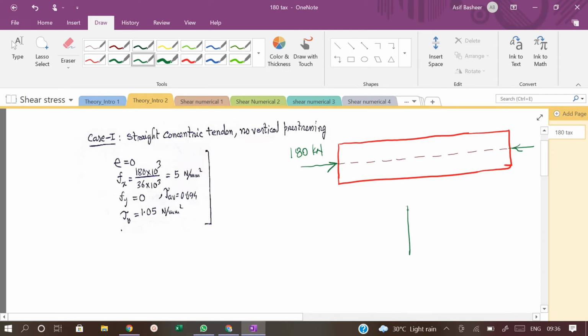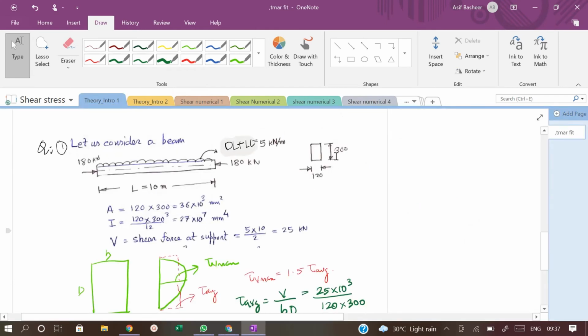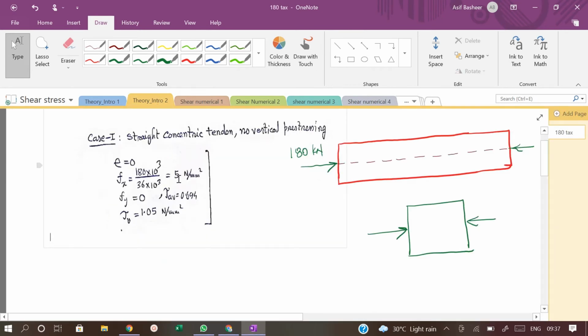so that in the stress block diagram, if I am writing here, there is an Fx, that is Fx is equal to 180 into 10 raised to 3 by the area. Area is what? Area is 300 into 120, that is 36 into 10 raised to 3. You will get 5 Newton per mm square. So this is 5 Newton per mm square.